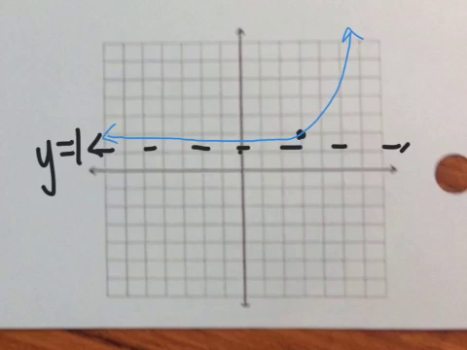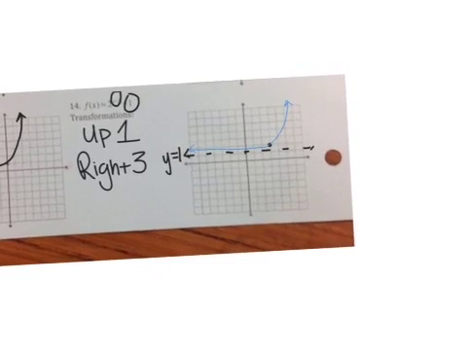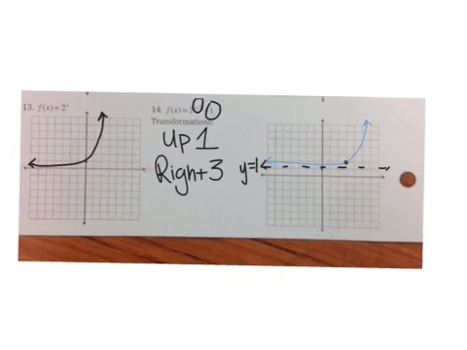So that's it. That's number 13 and 14. That's all you had to do. And the full thing looks something like that. We have our parent function and our transformed function.